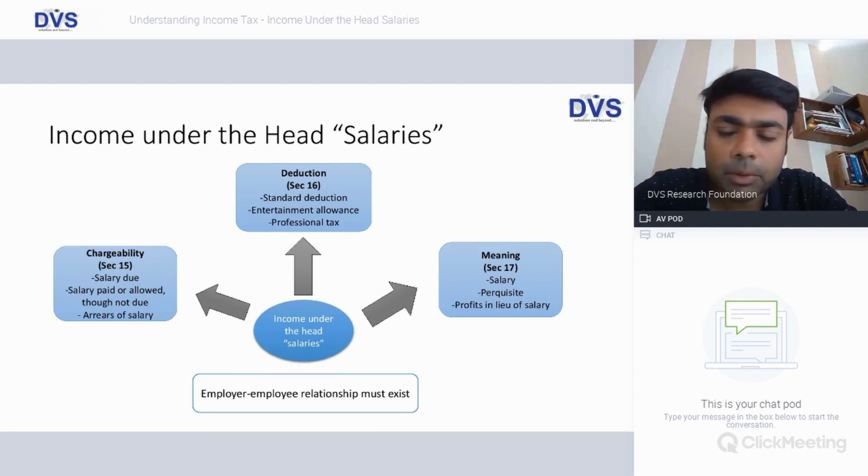Fundamentally, when we look at the Act per se, salaries, unlike your other heads of income, focuses a lot of its emphasis on the rules and notifications vis-a-vis the section, because the section only gives you macro-level guidance. Section 15 is the charging section. Section 16 talks about deductions, and 17 talks about perquisites and profits in lieu of salary. Very, very simple three sections. But the chapter, as I said, fundamentally revolves around rules and notifications in this space.